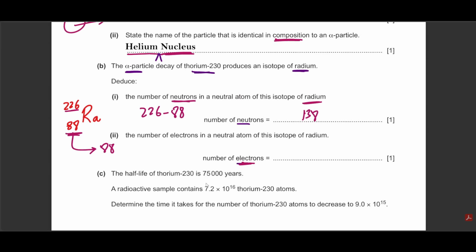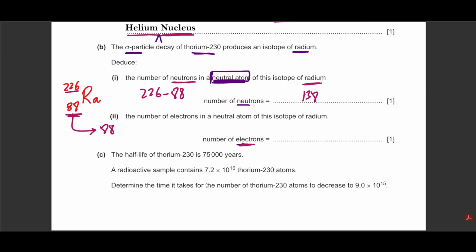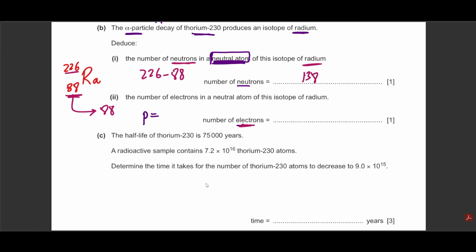There is one word, I think, yeah, the neutral atom. When he says neutral atom, it means the number of protons will be equal to the number of electrons. There is no positive or negative charge on it, which is why I have the guarantee that I can use 88 as the number of electrons. I can use it straight away.